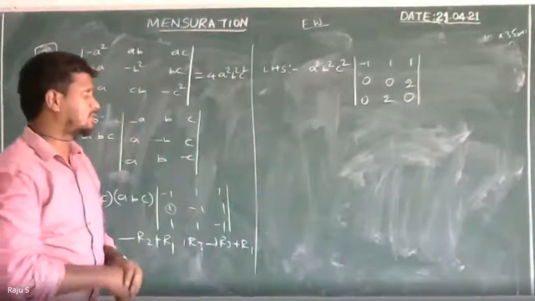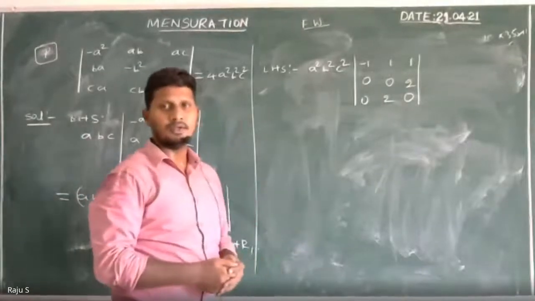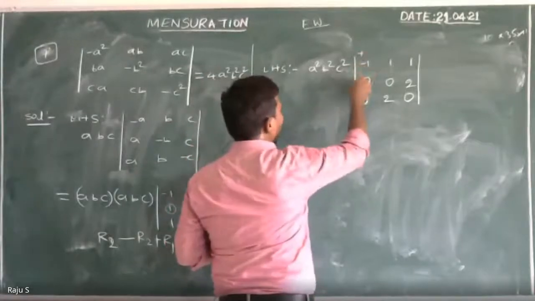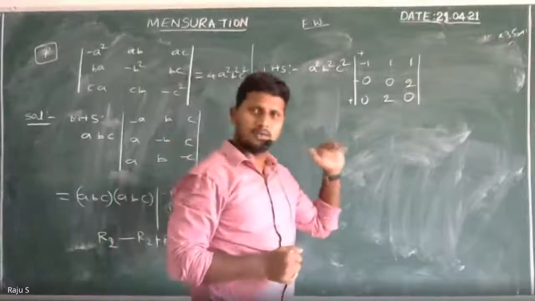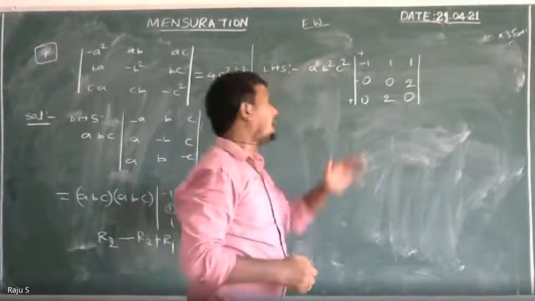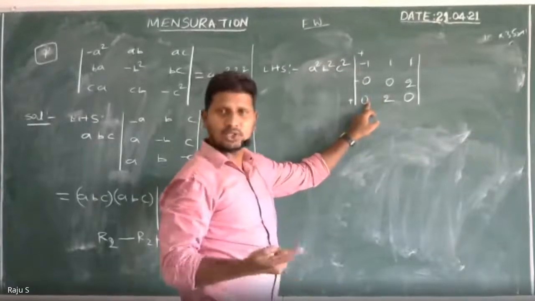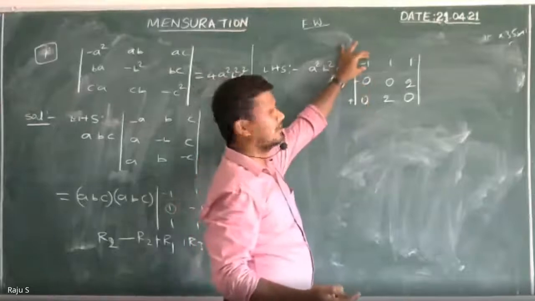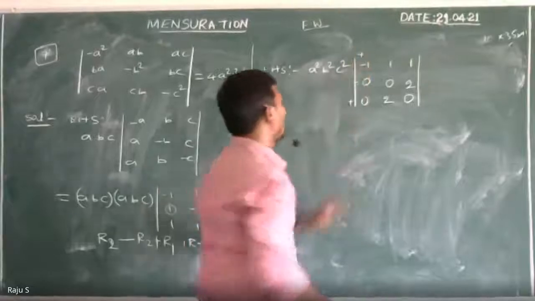Then what to do next? Now you can expand. I want to expand column wise. Here the signs are plus, minus, plus. Whenever you want to expand, you have to give the signs plus, minus, plus. I want to take the column wise because the second and third elements will be 0. You just need to find the minor of this minus 1 alone.